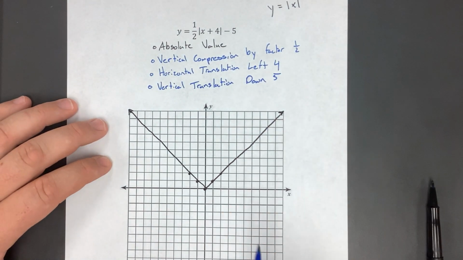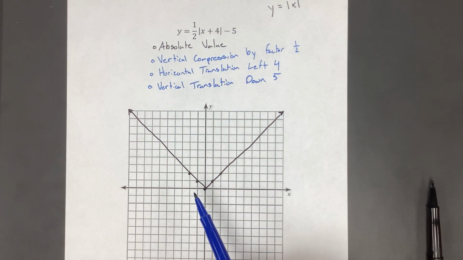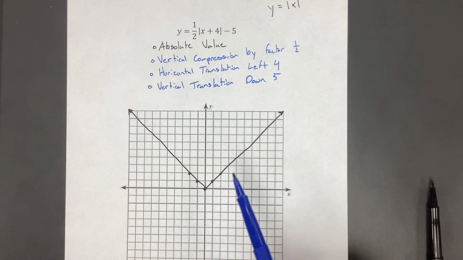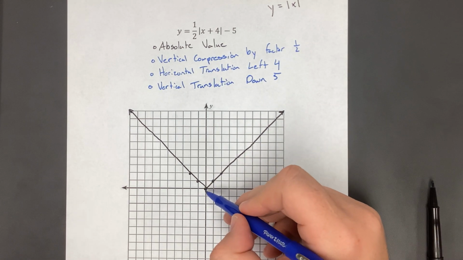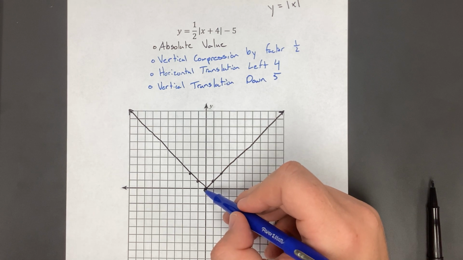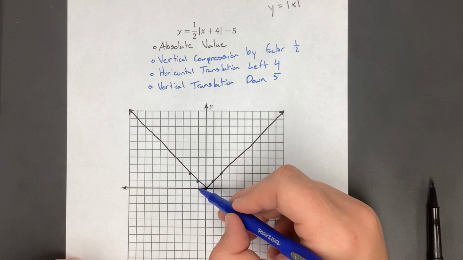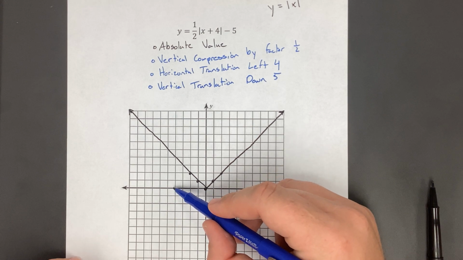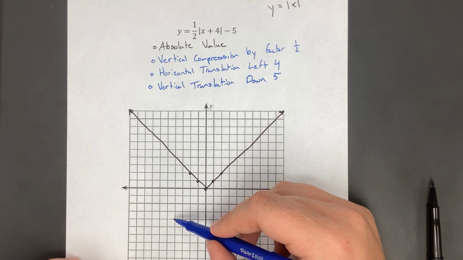down 5. So again, when I start here, I'm always going to start with my vertex. Okay, it's not going to be affected by the compression, because if it's sitting on this x-axis and I compress it by a factor of 1/2, it's still going to be sitting on that x-axis. From there, I'm going to go left 4, 1, 2, 3, 4, and down 5, 1, 2, 3, 4, 5.